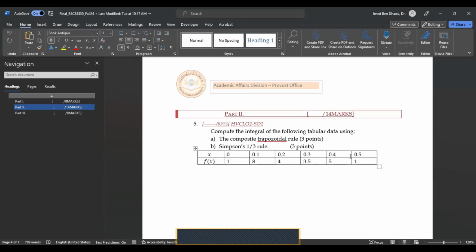Okay, so is the distribution of the points fair? Yes, the point distribution of 3 points for the trapezoidal rule and 3 points for Simpson's 1/3 rule seems fair, since both require a similar level of understanding and computation. Thank you so much. And now, for an average student, how long does it take to solve question number 5? That means A and B.